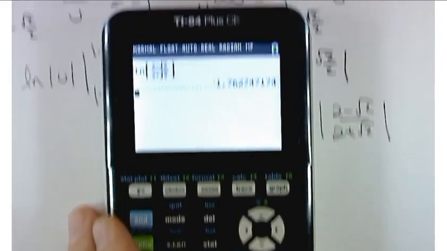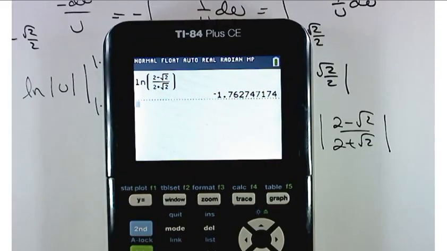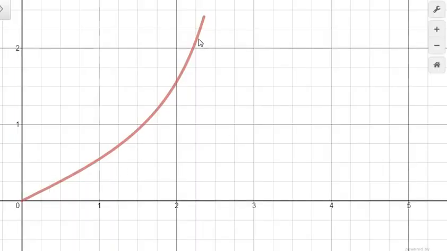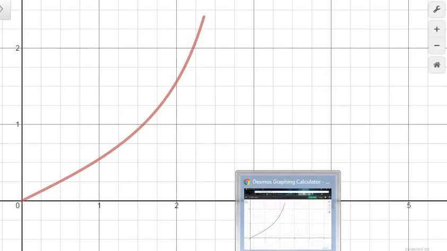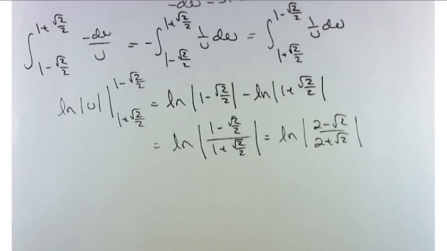Well, what's clearly wrong about this? The answer is negative. If you look back at the function, this area lies above the x-axis. So clearly something's wrong. I missed a sign someplace, despite my intentions not to. So let's go back and see where I missed that sign.